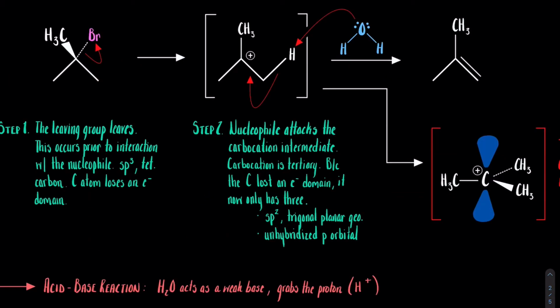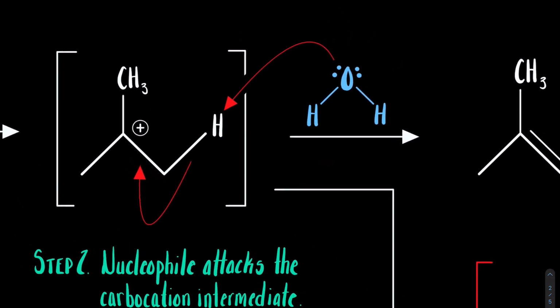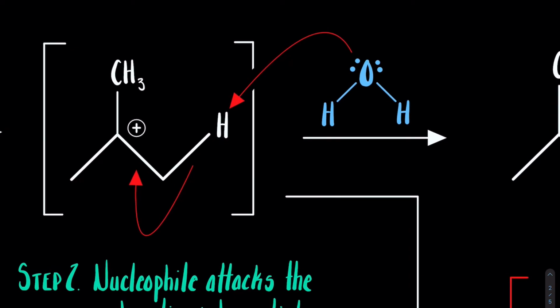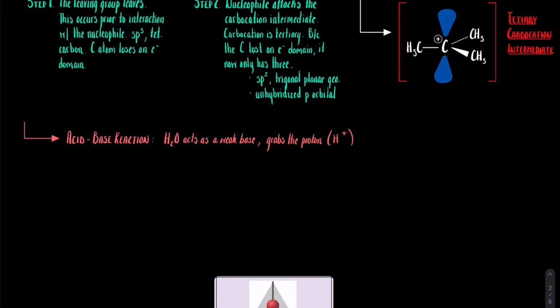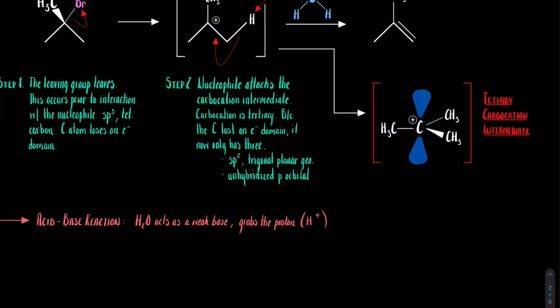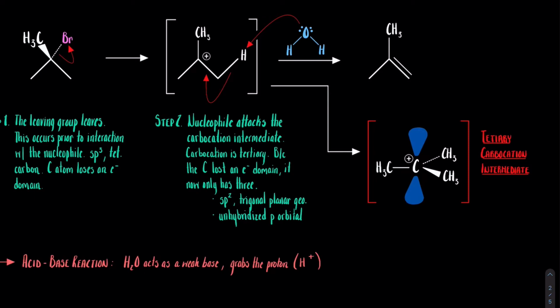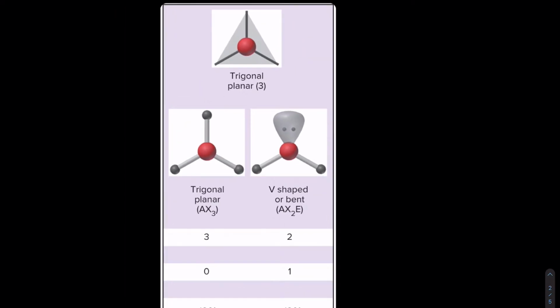With that being said, a base is able to abstract a proton, and those electrons will then go to equal out the positive charge by forming an alkene. Now, recall, because that carbon atom lost an electron domain, it now only has 3 electron domains, making it sp2 or trigonal planar geometry. Recall from general chemistry that trigonal planar refers to the geometry of an atom that has 3 electron domains.